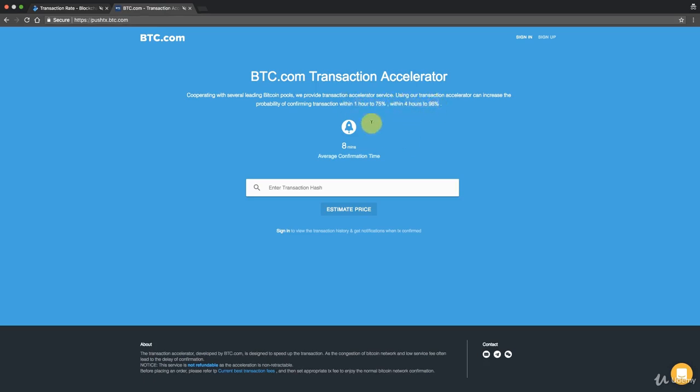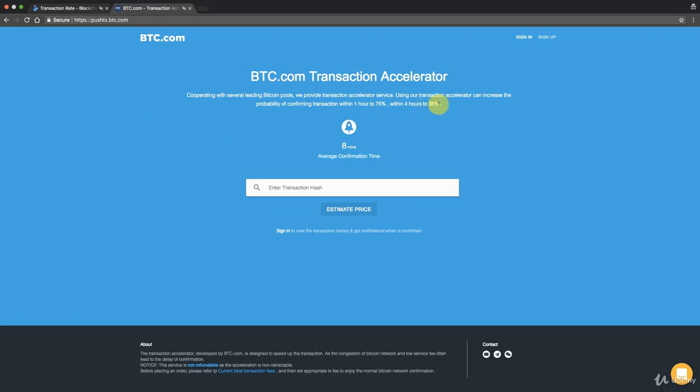4 hours. So it's a common issue, and they actually make money off it. They're like, we're the mining pool, we have the power to choose which transactions go in first and which transactions go in last. So if you want us to prioritize your transaction, then pay up, basically, and we'll put it through for you. Okay, so that's the transaction accelerator.